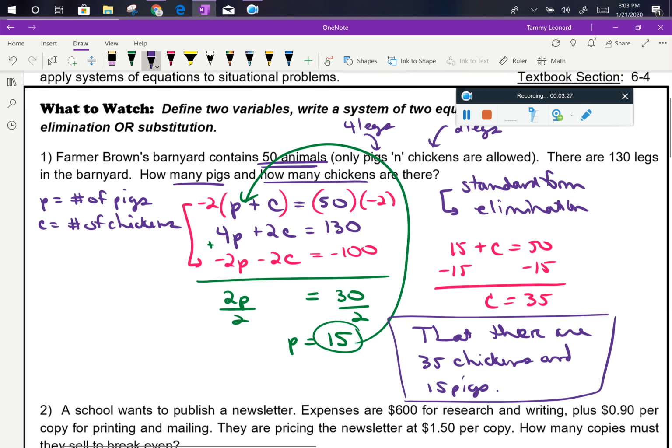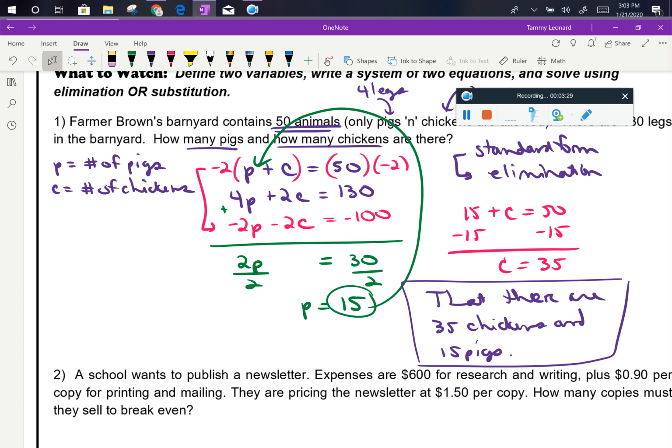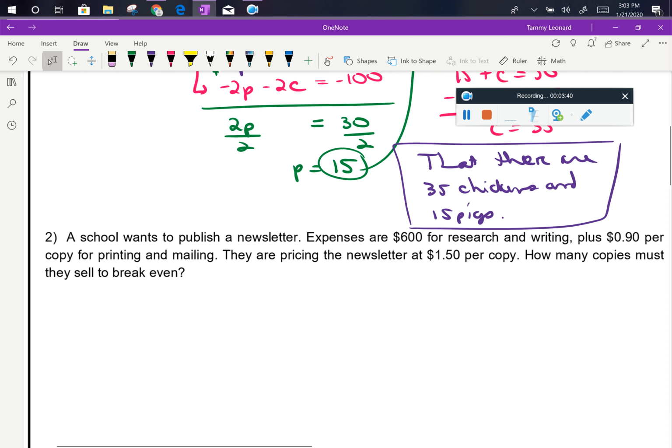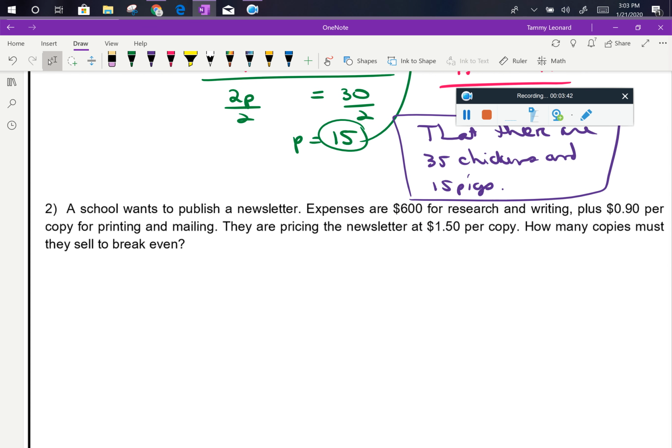And as we've consistently done with word problems, we don't write our answer as an ordered pair. Even though this is technically the point where these 2 lines meet, when the question is asked in words, we answer in words. Number 2, a school wants to publish a newsletter.